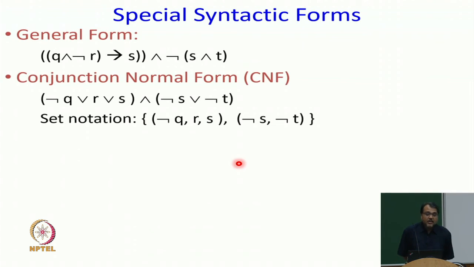So, a formula (not Q or R or S) and (not S or not T) becomes a set of parentheses: (not Q, comma R, comma S) and (not S, comma not T). In fact, each of these parentheses, or each such disjunction, is called a clause. It's just a term. So, we have two clauses in this conjunctive normal form: one is not Q, R, S, and one is not S, not T. So, I have two clauses.